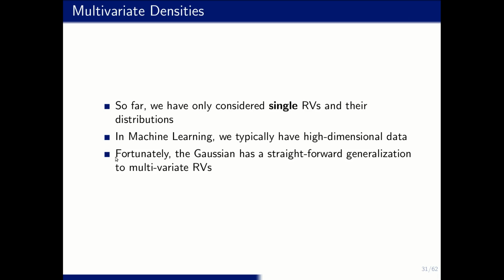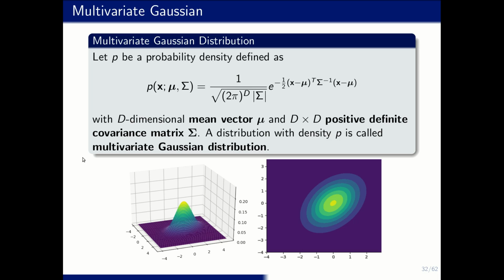So far we've only considered a single random variable and its distribution, in particular the Gaussian. But in machine learning, we typically have high dimensional data. And so fortunately, the Gaussian has a straightforward generalization to many variables, so to multivariate random variables or to random vectors. And here's the definition of the multivariate Gaussian.